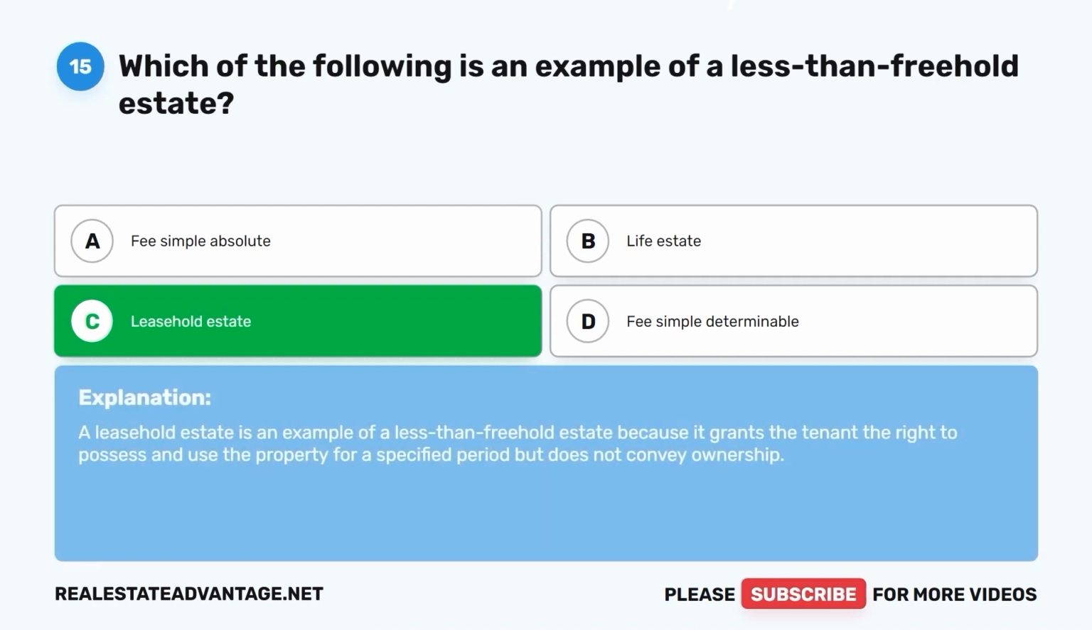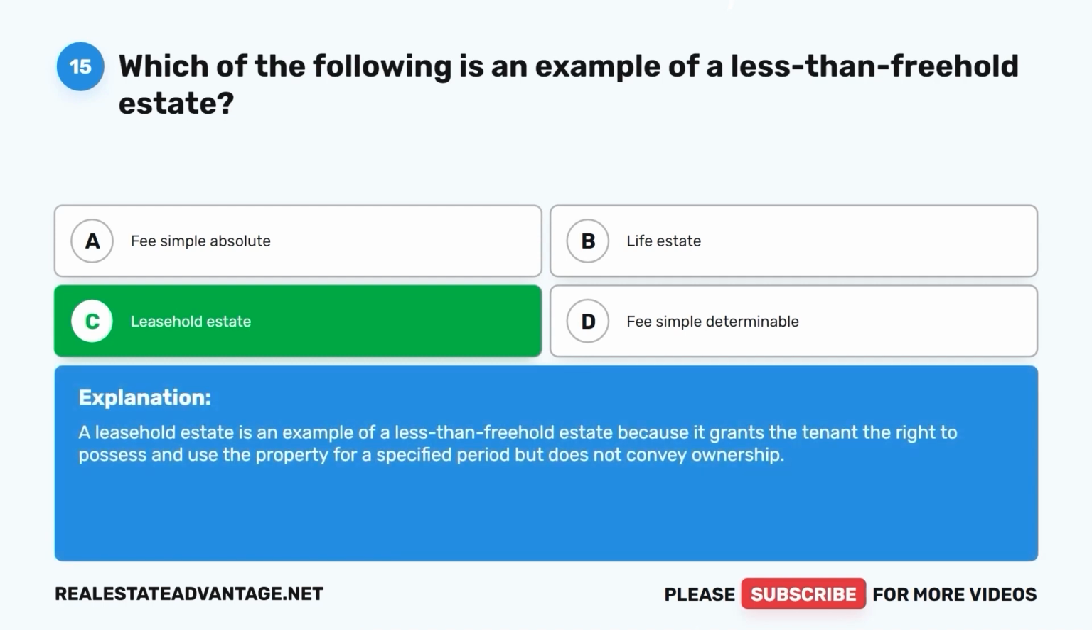Leasehold estate. A leasehold estate is an example of a less than freehold estate because it grants the tenant the right to possess and use the property for a specified period, but does not convey ownership.